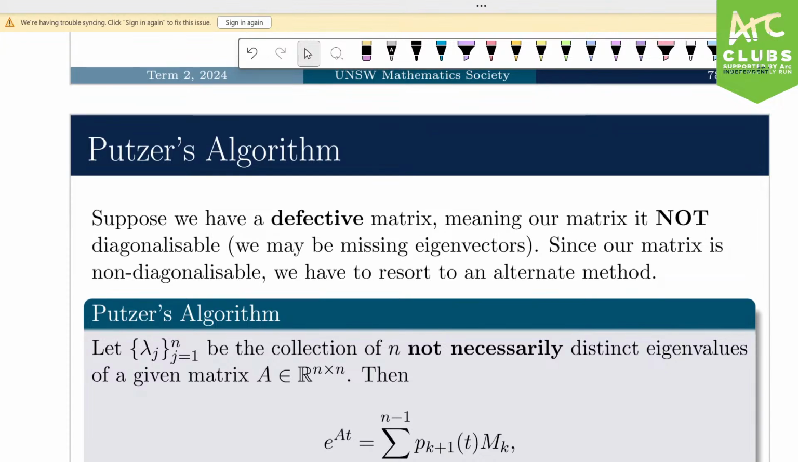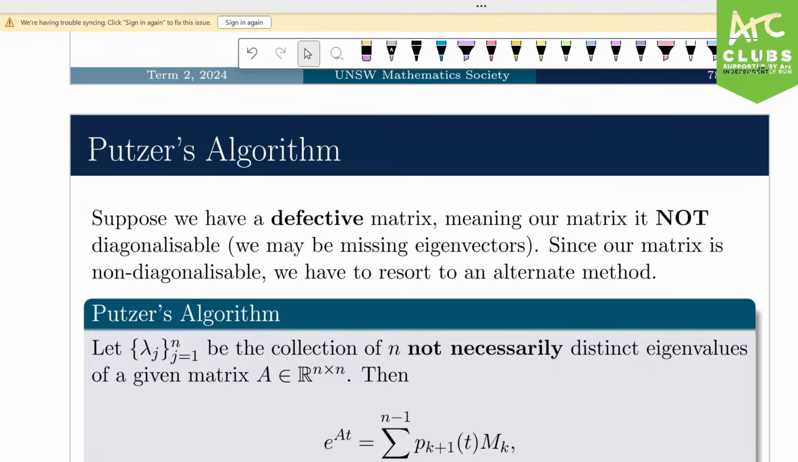Now, what if you can't diagonalize it? We run into a roadblock here. But luckily for us, we have this method called Putzer's algorithm. Suppose that we've got some defective matrix, meaning it's not diagonalizable. For instance, we might have missing eigenvectors, we might have double ups in eigenvalues, all this kind of stuff that just gets in our way, and we can't diagonalize it.